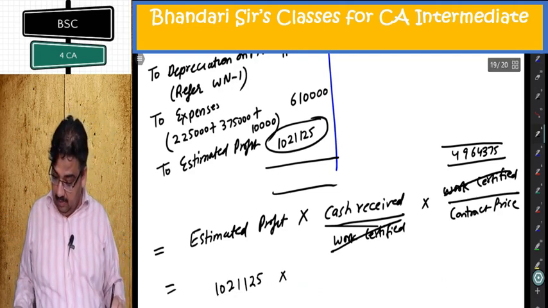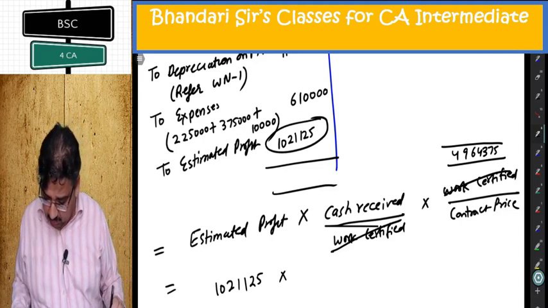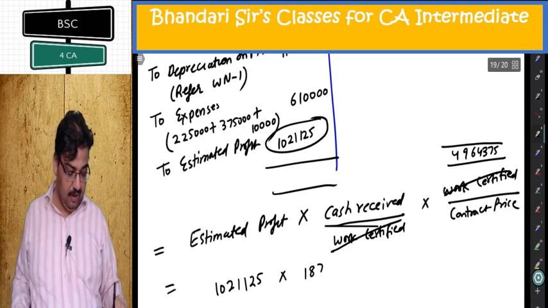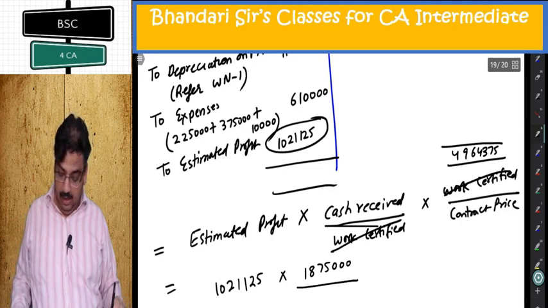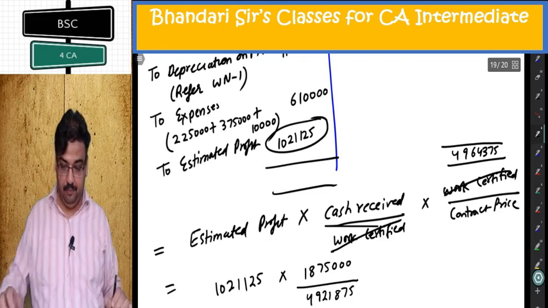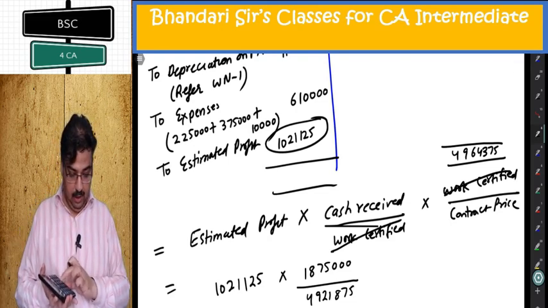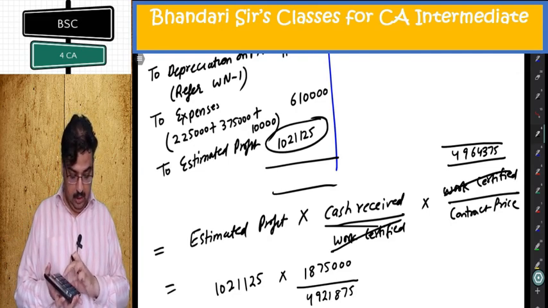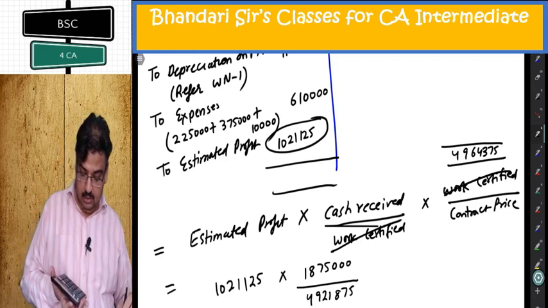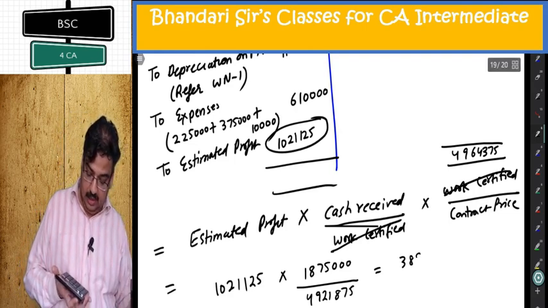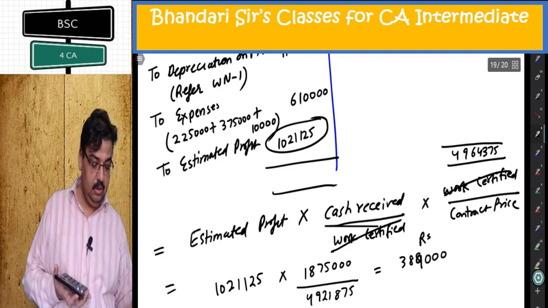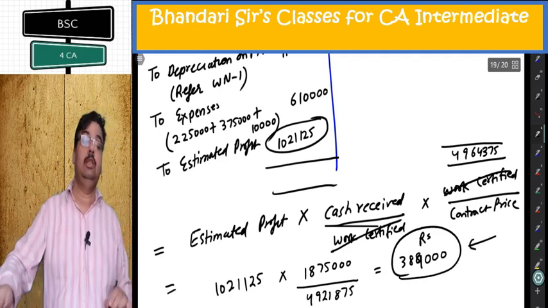1021125 multiplied by cash received, which was given as 18,75,000, divided by contract price 4921875. So what I am getting is 1021125 divided by 4921875 multiplied by 18,75,000. I am getting 3,89,000 rupees. This is the amount to be taken to costing P&L.